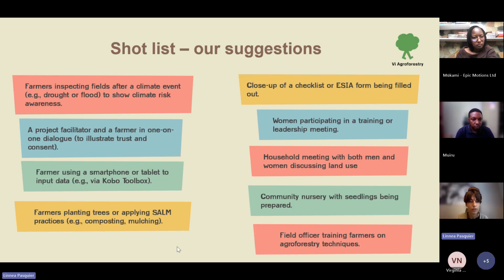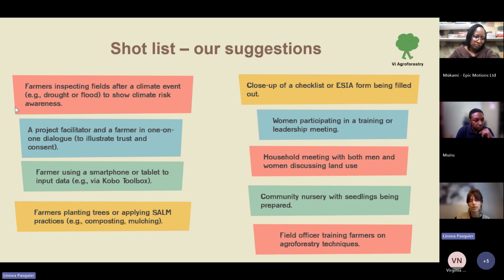And now we get to what Virginia was highlighting. For instance, let's see the lower part, the yellow: farmers planting trees or applying sound practices like composting, mulching, and so on. But let's start from the top. Farmers inspecting fields after a climate event, for instance drought or flood, to show climate risk awareness and risk management. A project facilitator and a farmer in one-on-one dialogue to illustrate trust and consent. Farmer using a smartphone or tablet to input data. We are using a tool called Kobo Toolbox.